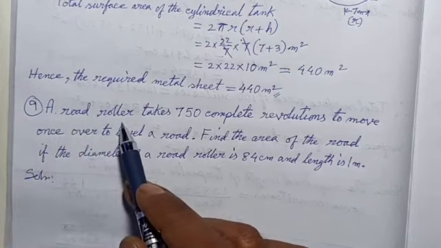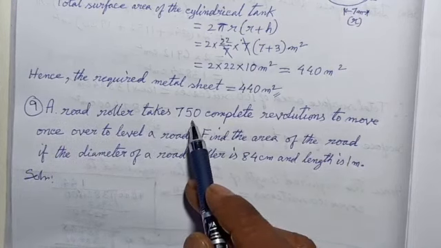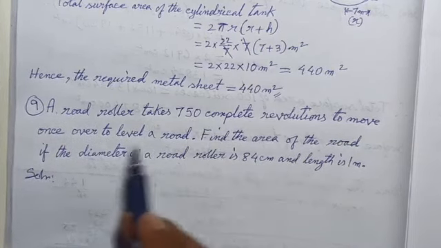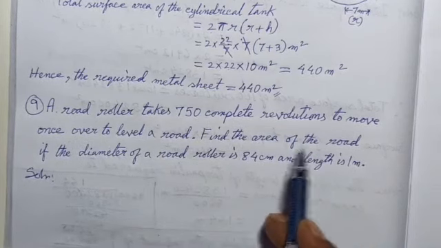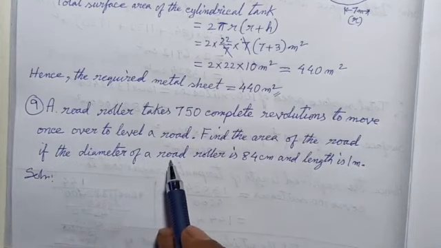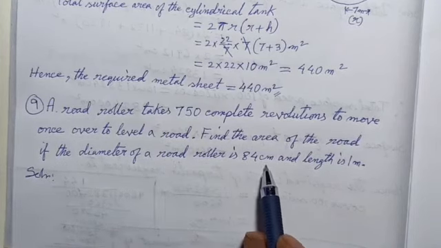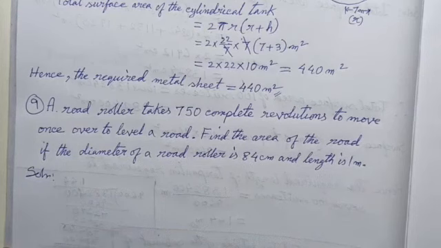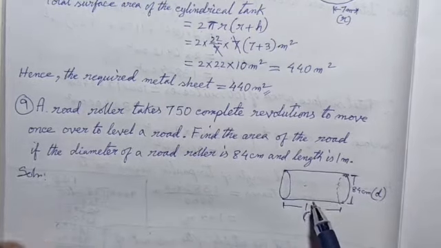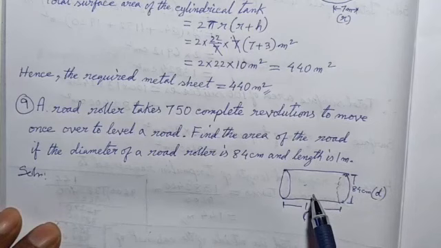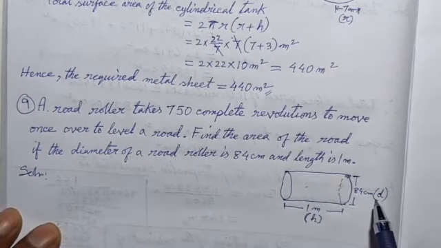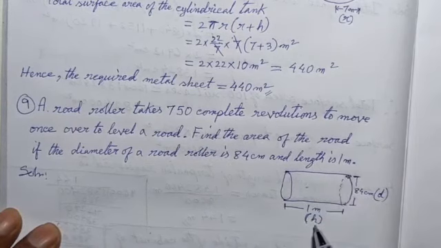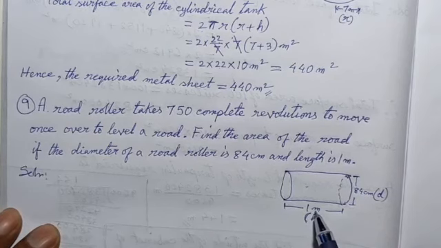A roller takes 750 complete revolutions to move once over to level a road. Find the area of the road if the diameter of the roller is 84 centimeter and length is 1 meter. Let us suppose that this is the roller and it is given that the diameter of the roller is 84 centimeter. This is diameter. And length is 1 meter. Length means height of the cylinder. So height is 1 meter.